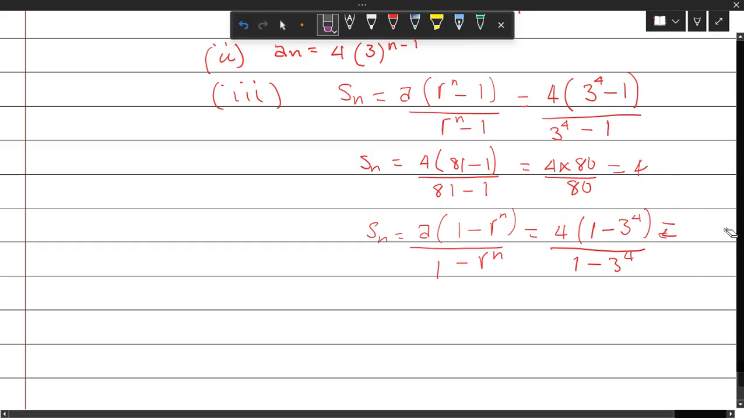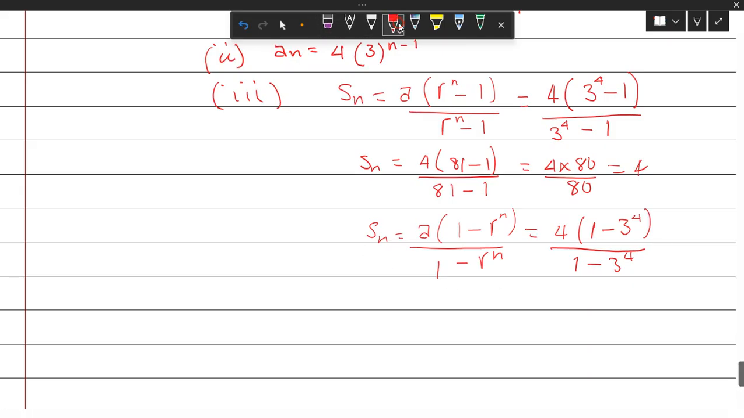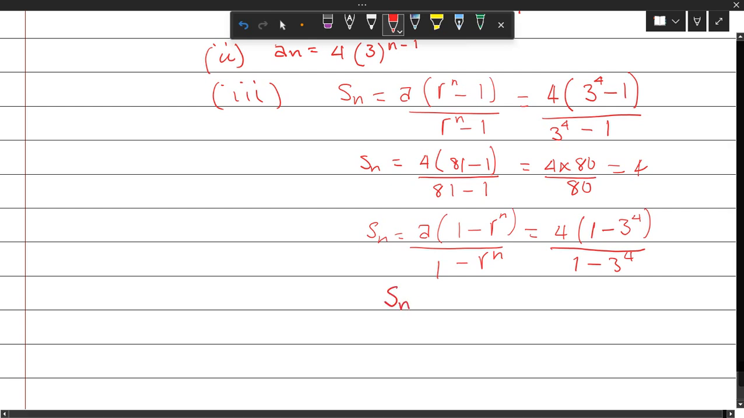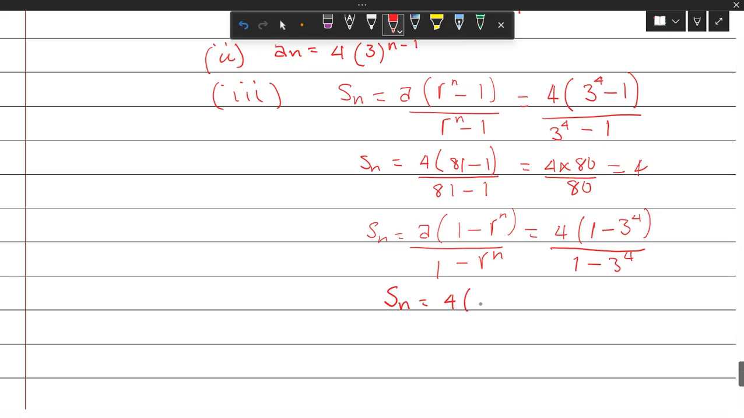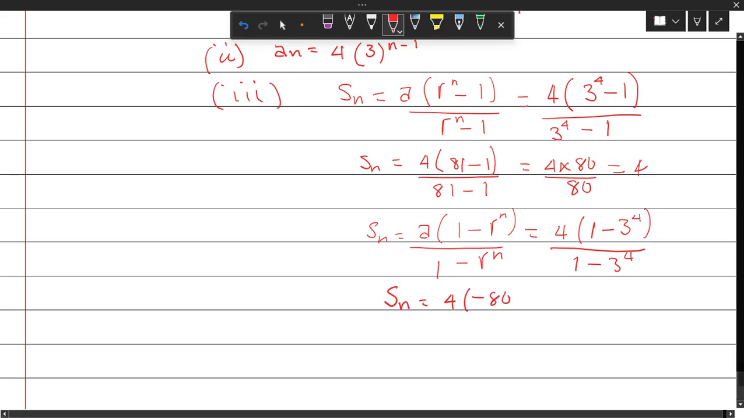Okay, so let me just erase here. Okay. So Sn is equal to 4. So in the brackets we have negative 80 over negative 80. Okay, still it's giving us the same answer.